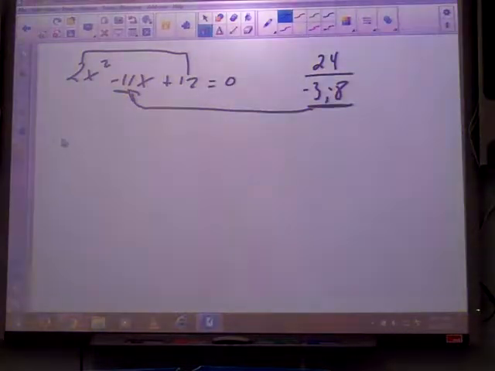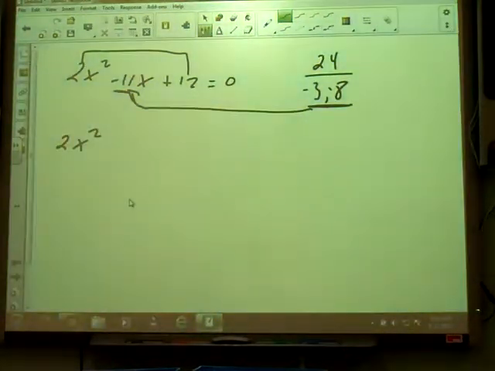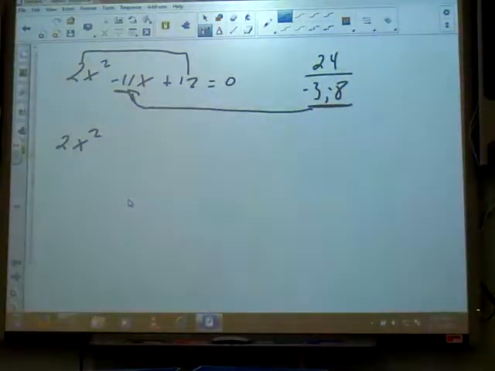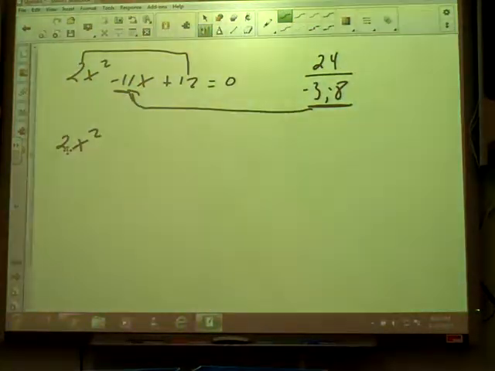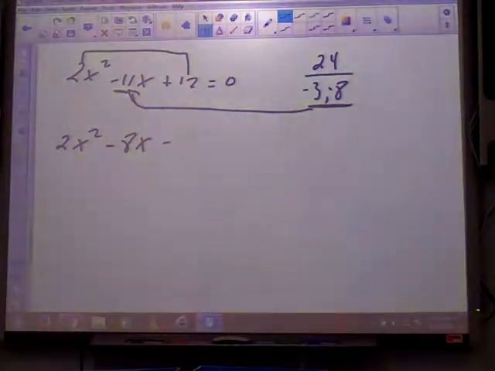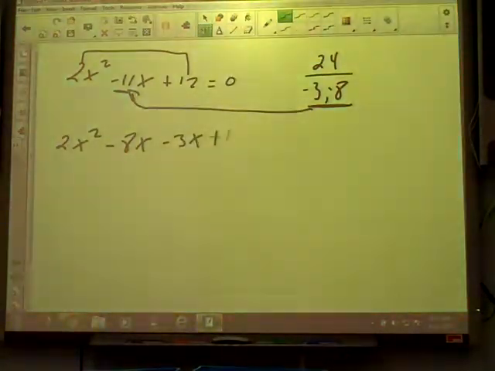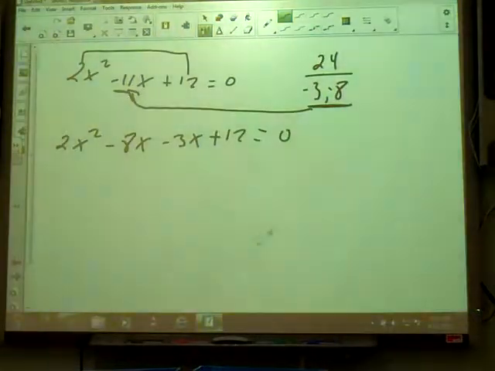So I'm going to write 2x squared. And it doesn't always matter what order you put them in. I think if I switch the order and put the negative 8 first so it's closer to the 2, that would help me because 2 and 3 don't have anything in common. So I'm going to switch the order and write minus 8x and then minus 3x. And then I got my plus 12 is equal to 0.